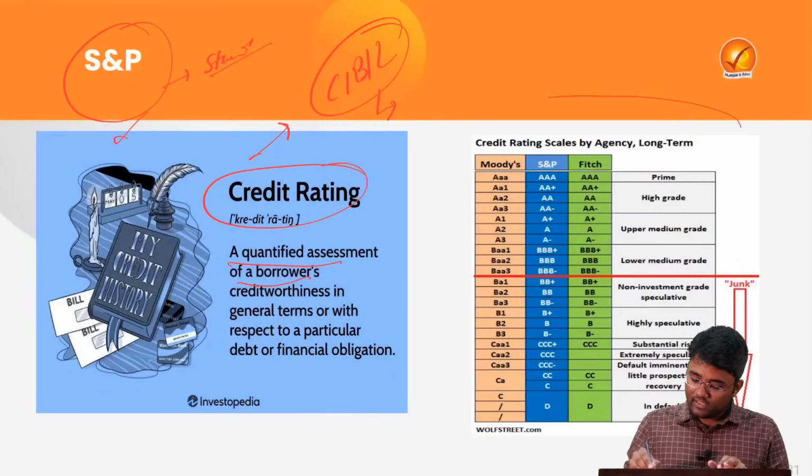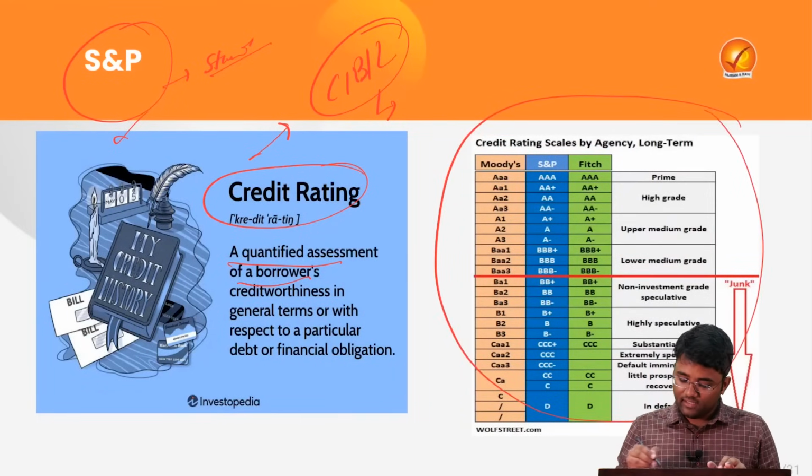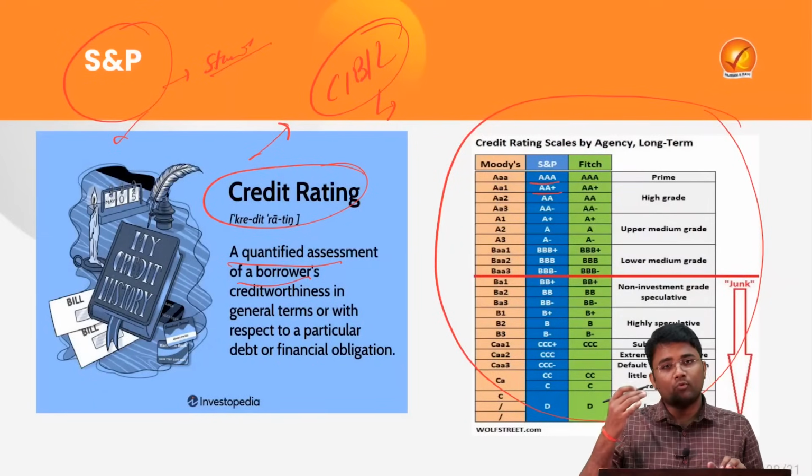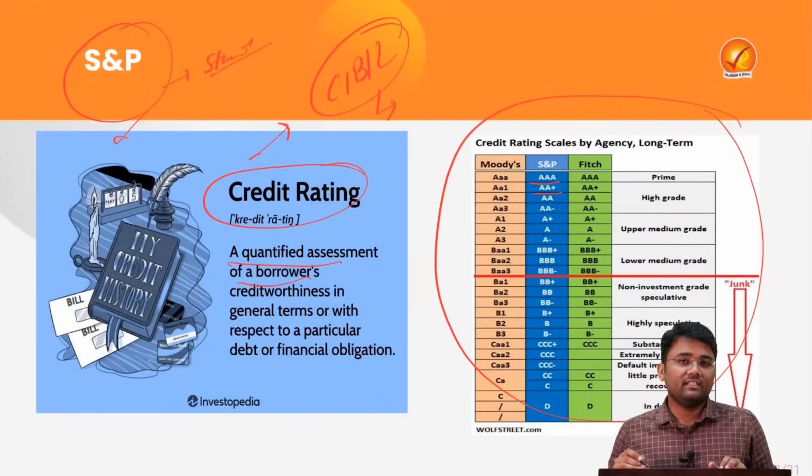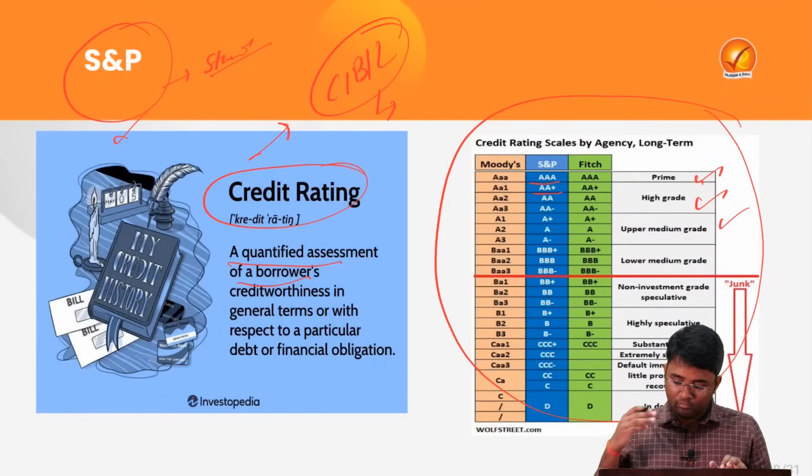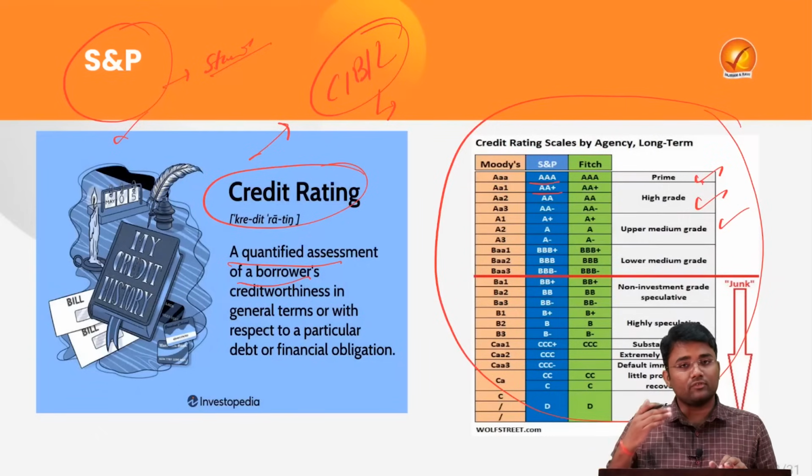Under this S&P credit rating agency, there are different grades: AAA, AA plus, AA. It provides detail on the creditworthiness, whether it is prime, high grade or upper medium grade. So S&P keeps on providing credit ratings to India and to different countries also.